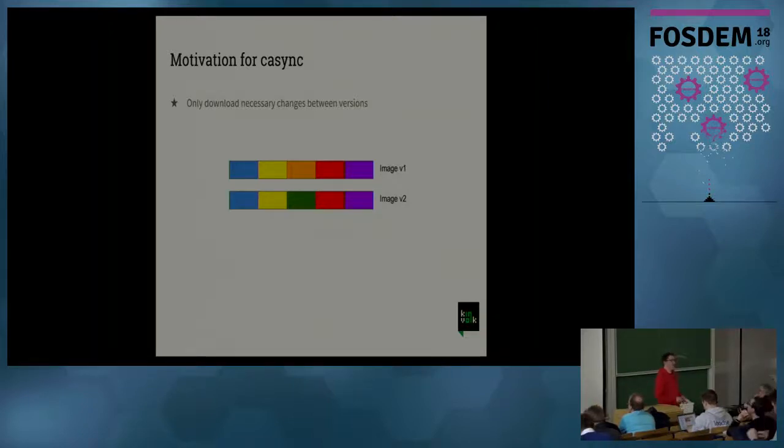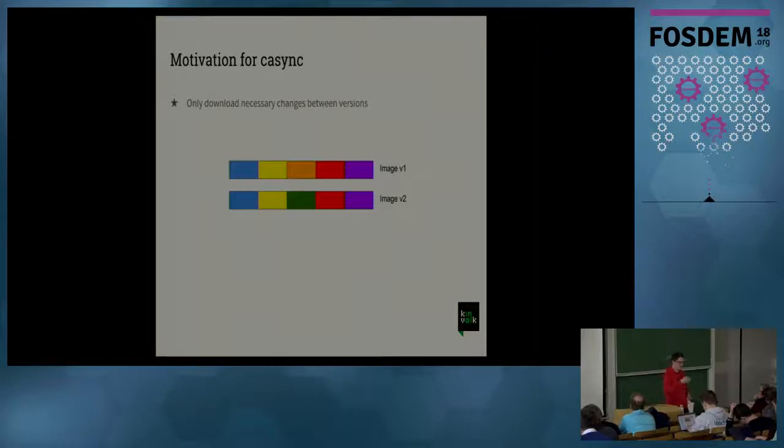The other way is using casync, which is what I will focus on for this talk. The motivation for using casync is to only download the changes between two versions. So here I have two versions of one image.